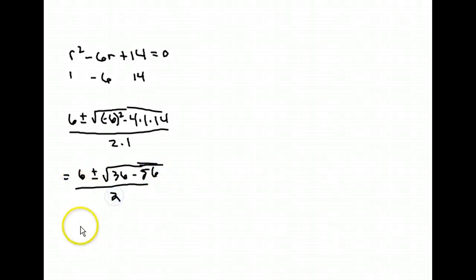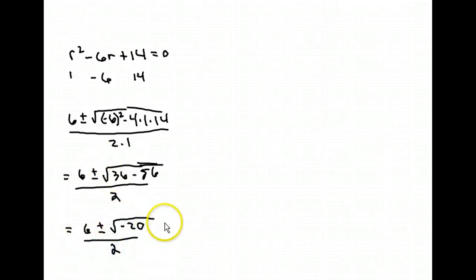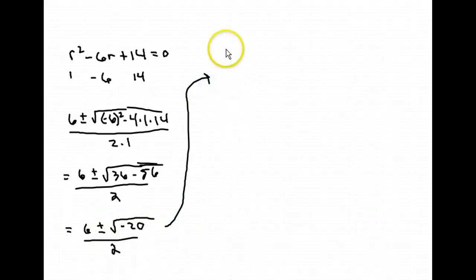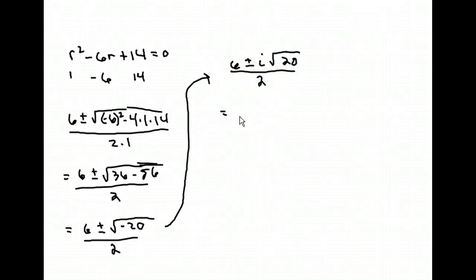So that comes out to 6 plus or minus. When you take 36 minus 56, that gives us a negative 20 divided by 2. It's a negative under the square root, so therefore it becomes an i on the front. So it ends up being 6 plus or minus i square root of 20 divided by 2. And then you can break down the square root of 20. So that's 6 plus or minus 2i square root of 5 divided by 2, because 20 is 5 times 4, and 4 is 2 times 2, so you can pull them out of a square root.